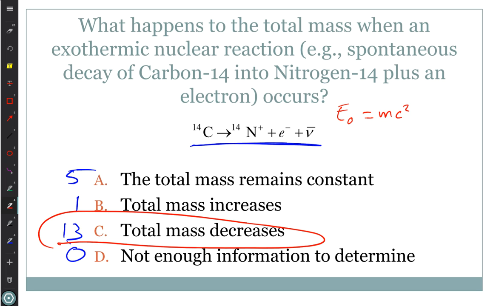And of course, before Einstein came up with this, that would have been a crazy idea because everybody thought mass was conserved, that it was a fundamental thing. We can't create or destroy matter. But Einstein said, yeah, we can. Matter is just a form of energy.